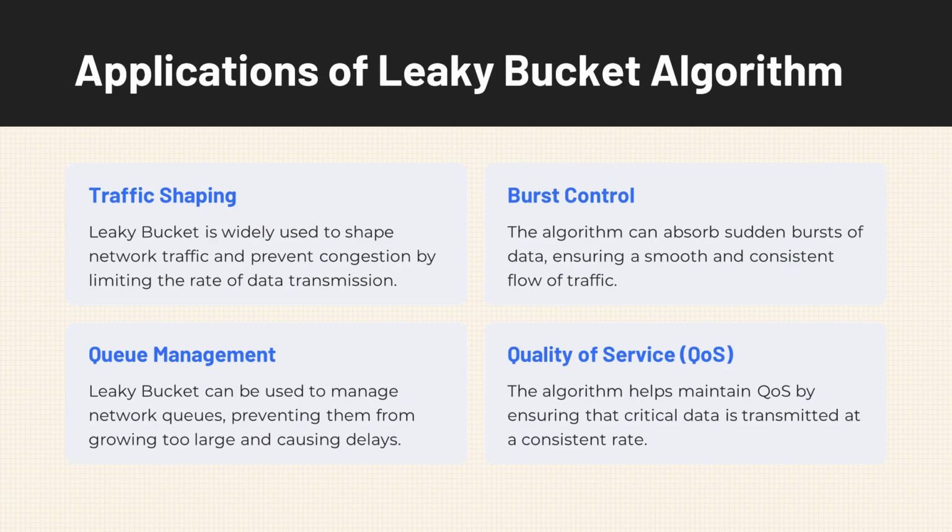Some applications of the leaky bucket algorithm. The leaky bucket algorithm has several applications in network management. It is used for traffic shaping, which smooths out bursty traffic and ensures a more consistent flow. It also helps maintain quality of service by preventing network overload and ensuring that data transmission remains smooth and reliable. Additionally, it is used for rate limiting, ensuring that the rate of outgoing packets does not exceed a predefined threshold, which is crucial for managing network resources efficiently.